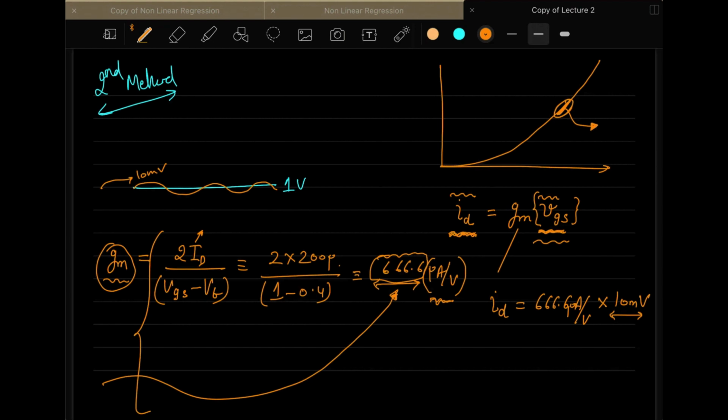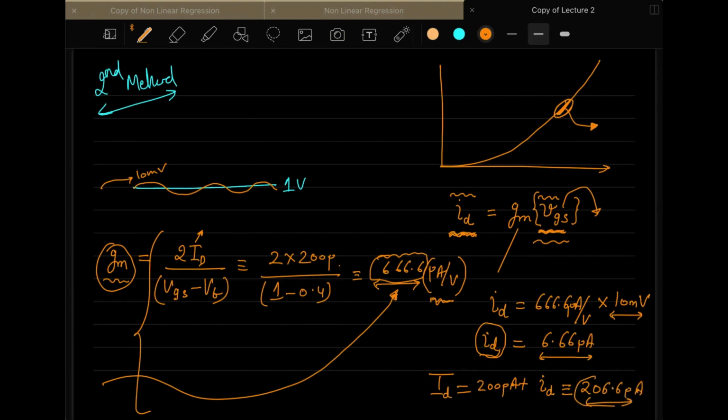When you multiply these two together, you will get 6.66 microamperes. This is the change in the current which happens because of the change in the gate to source voltage. So what is the total current now? The total current is 200 microamperes plus the change in the current, and that answer comes out to be 206.6 microamperes.